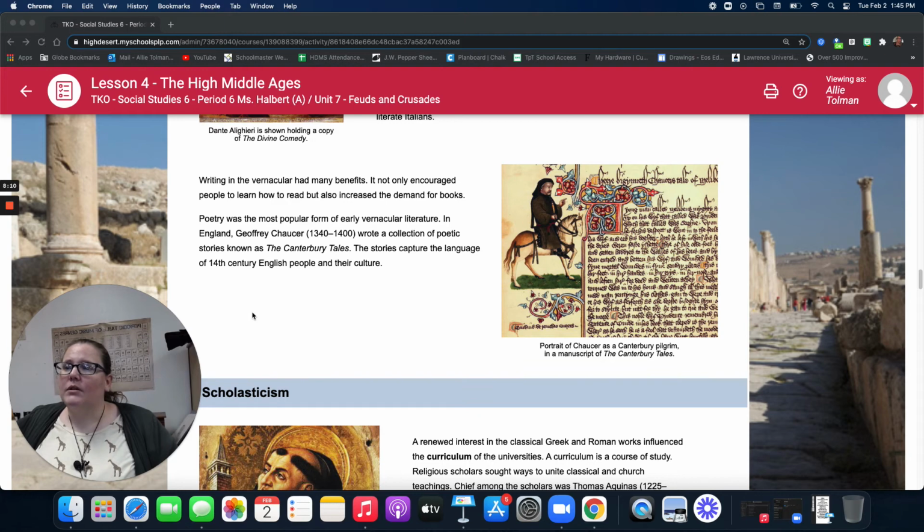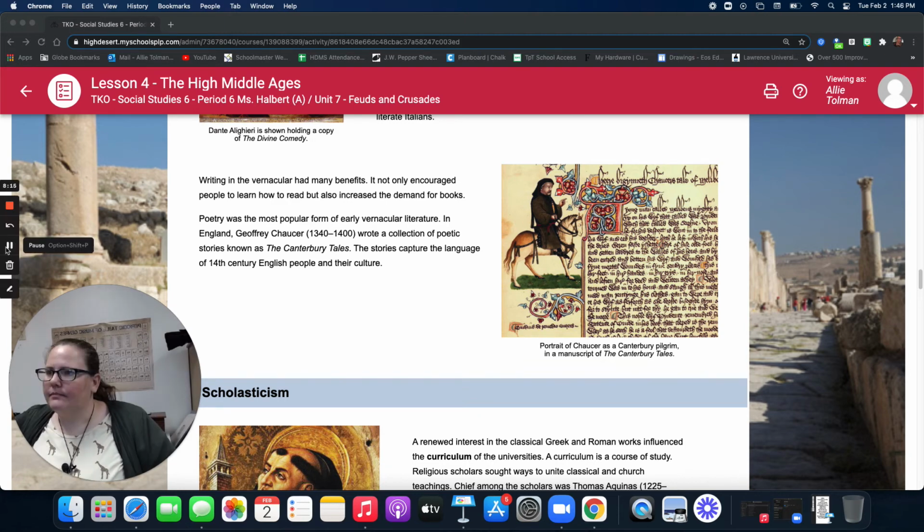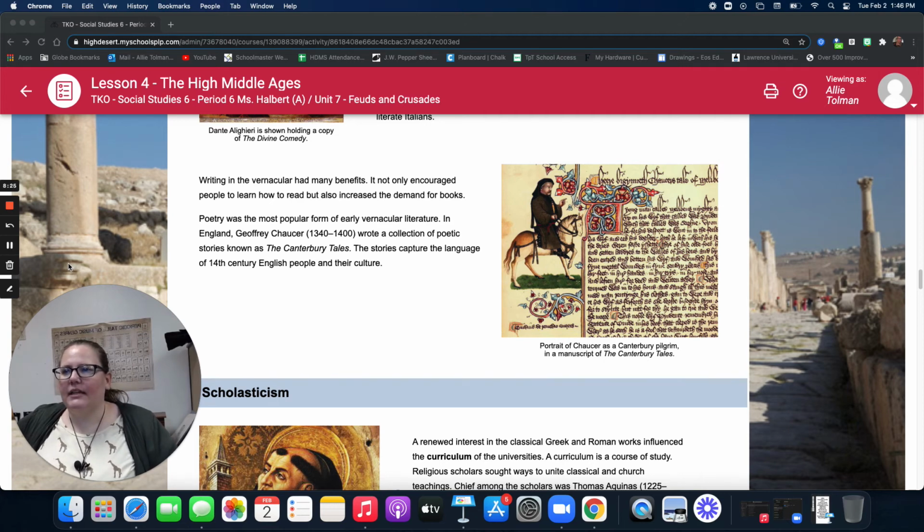Poetry was the most popular form of early vernacular literature in England. Geoffrey Chaucer wrote a collection of poetic stories known as the Canterbury Tales. The stories capture the language of the 14th century English people and their culture.